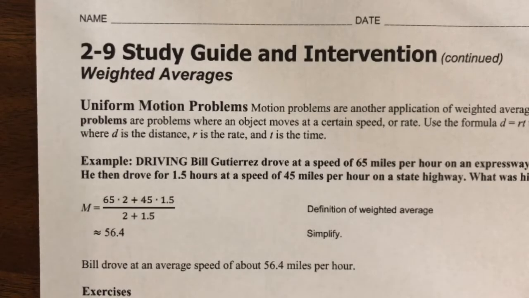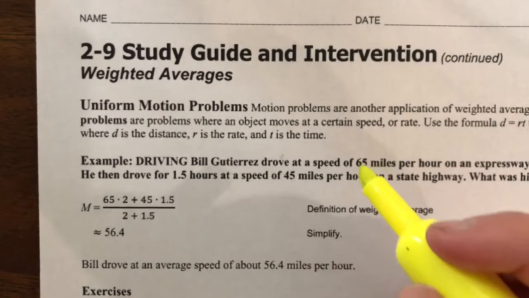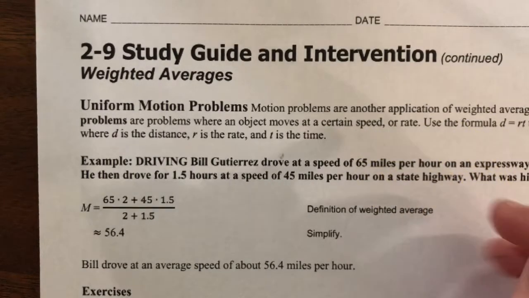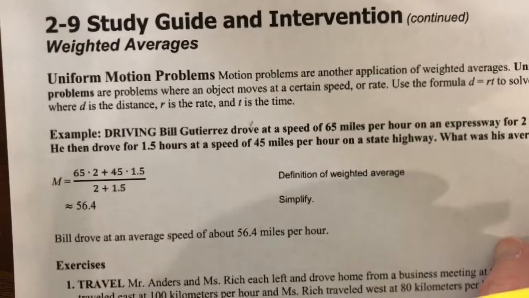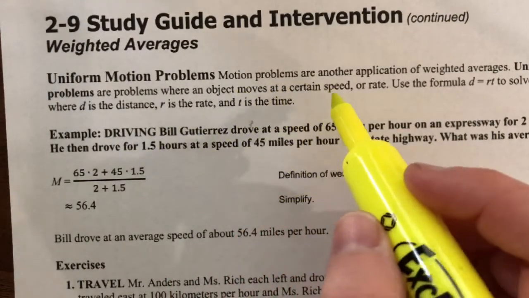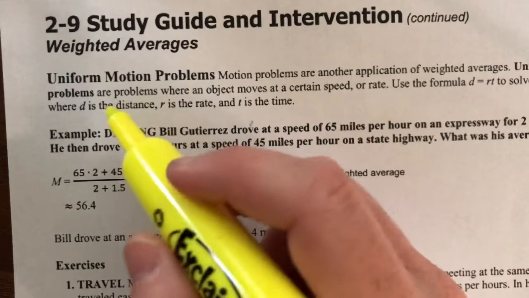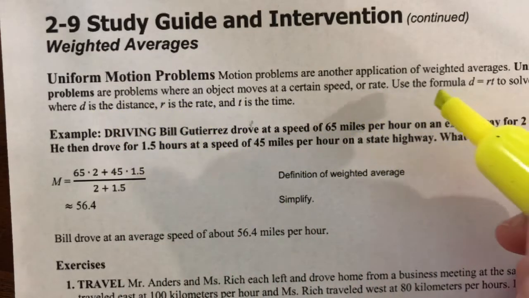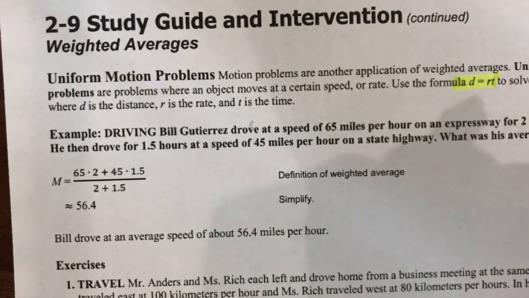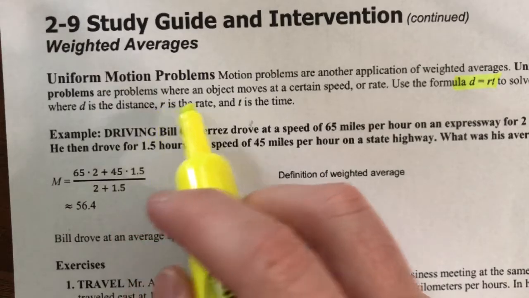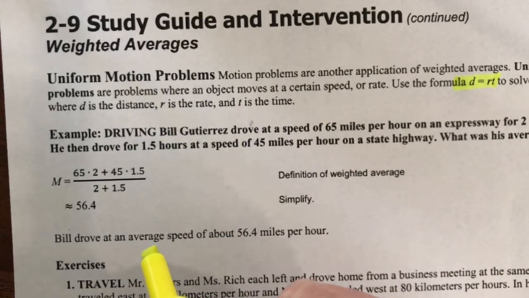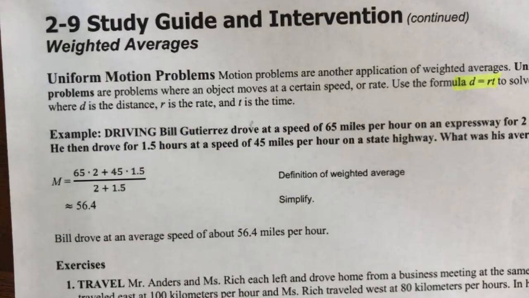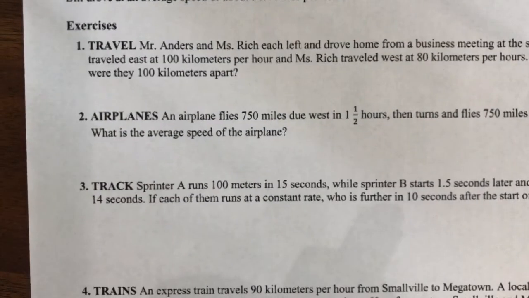All right, weighted averages. We're doing uniform motion problems. Same exact concept, but instead of amounts and prices in pounds, now we're talking about speed. Motion problems are another application of weighted averages. Uniform motion problems are problems where an object moves at a certain speed, and use the formula distance equals rate times time to solve these problems. Distance is d, rate is r, and t is time. So we're just going to jump right into these examples here.